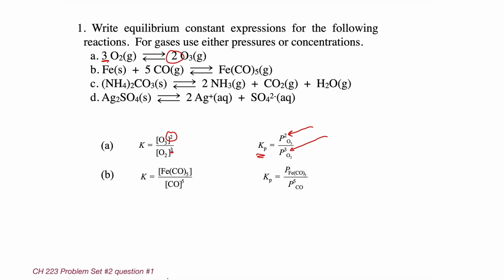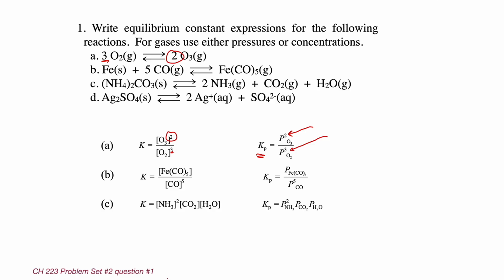The next one is similar. Again, products over reactants, and don't include solids and liquids. And notice how the iron is not part of this, and that's good. So you would have it as FeCO5 on the top and CO to the 5th power on the bottom. So again, the left is a K sub C and the right is a Kp. And you can have either one because these are gases. Gases can be moles per liter. They can also be, though, a solution or something, or they could be a pressure in atmospheres.